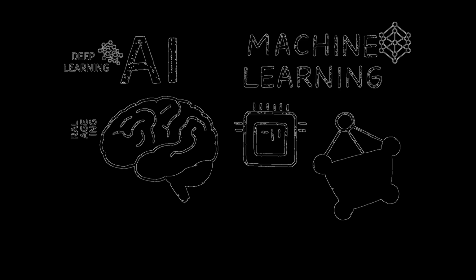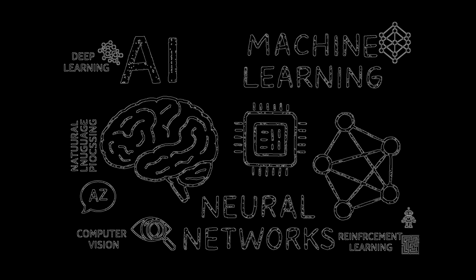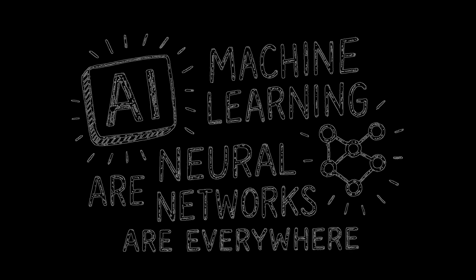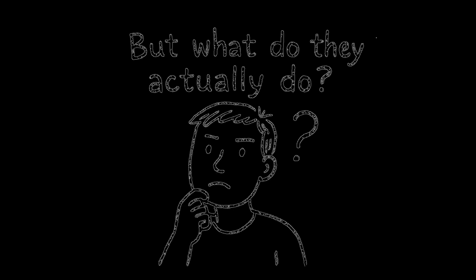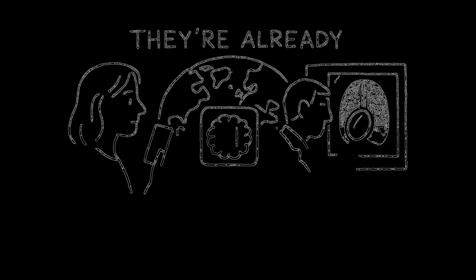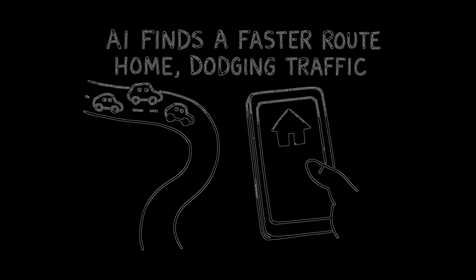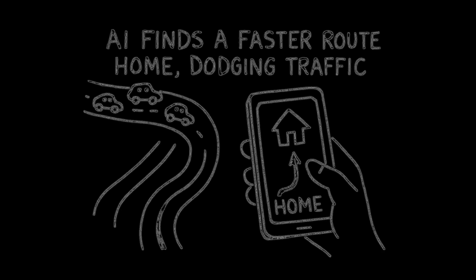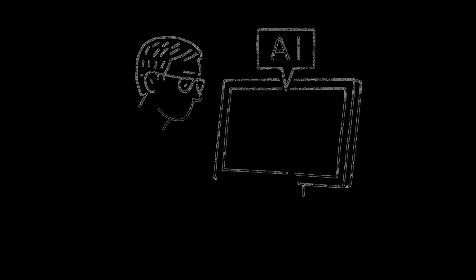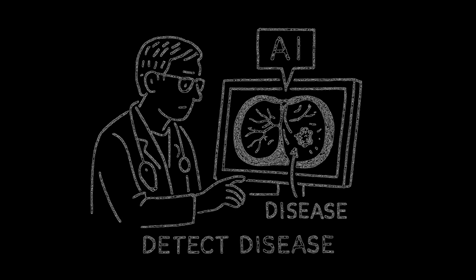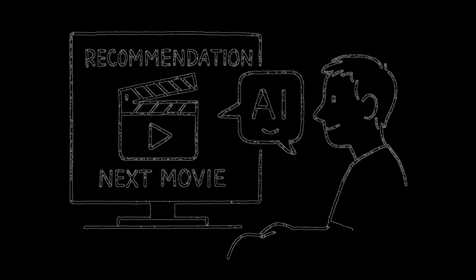AI, machine learning, neural networks. These buzzwords are everywhere, but what do they actually do? Look closer. They're already quietly shaping your world. AI is the reason your phone finds a faster route home, dodging traffic before you even see it. It's the tool helping a doctor detect a disease on a medical scan, adding a layer of accuracy that saves lives. It's the critic that recommends your next favorite movie.